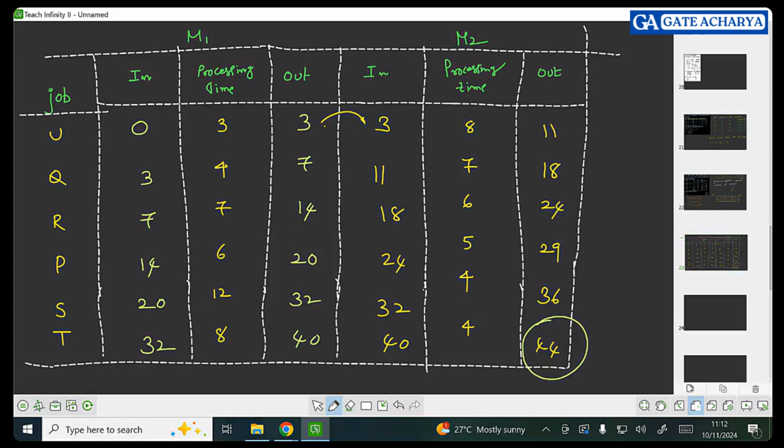The last job which leaves from the workstation, T job will be leaving from the workstation, from machine 2. Its out time will be the makespan. This is the maximum makespan. That means, what is the last job spending in the machine shop? That comes under your makespan. I hope you understand this is the makespan. Alright, guys. Hope you understand this.